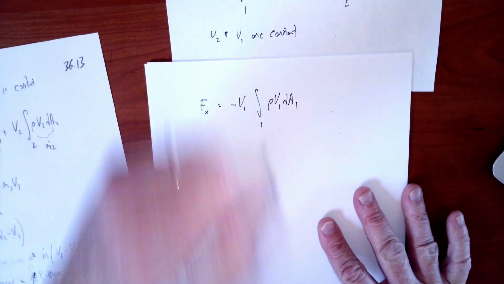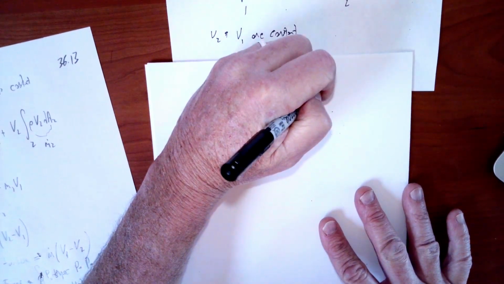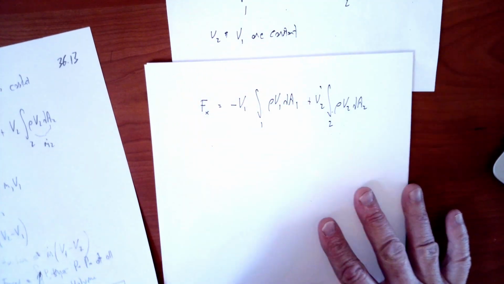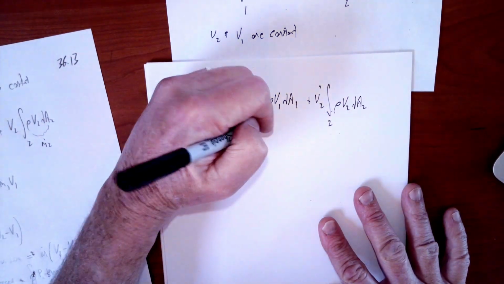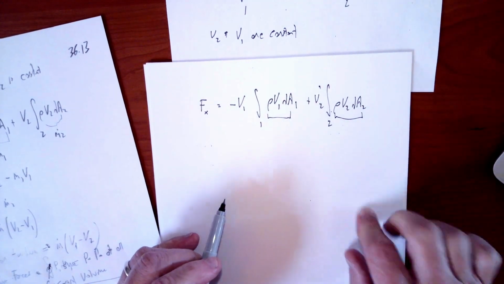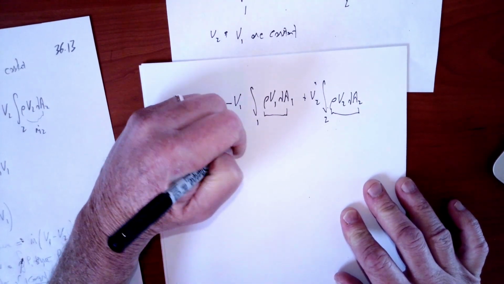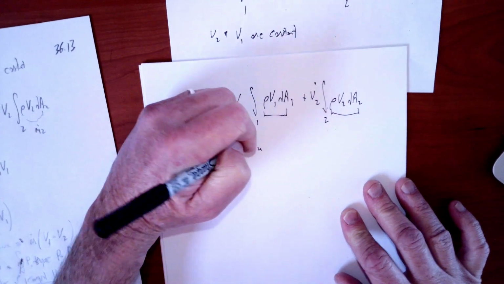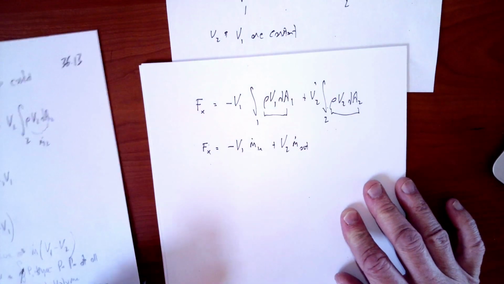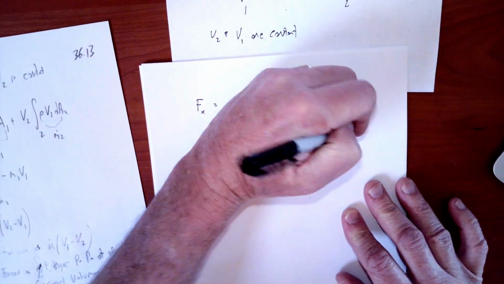Then I have rho v1 dA1, so I'm integrating across surface 1. And the same thing over here, v2, integrate over surface 2, rho v2 dA2. The reason I left that other velocity in there is because this grouping, rho times the velocity integrated over the area, those are the mass flow rates. So I'm going to say Fx is equal to minus v1 times the mass flow rate into the control volume plus v2 times the mass flow rate out of the control volume. These are just m dots, so I'll call them m dot 1 and m dot 2.